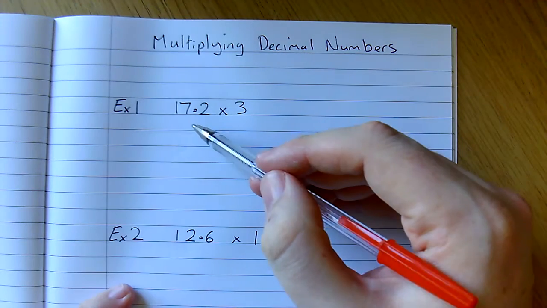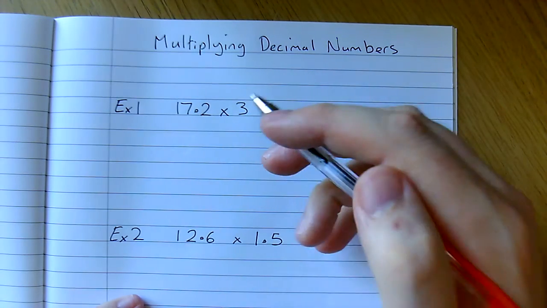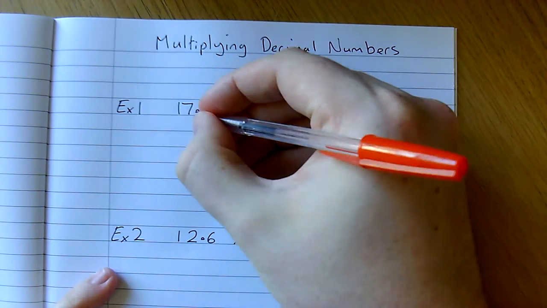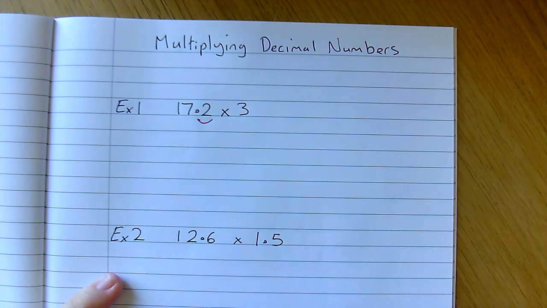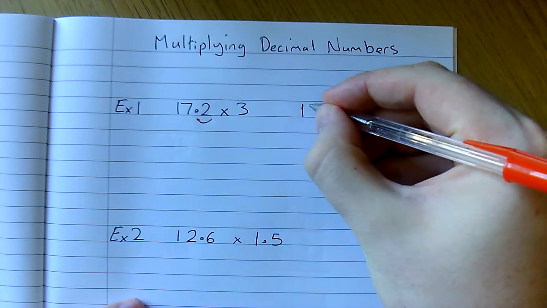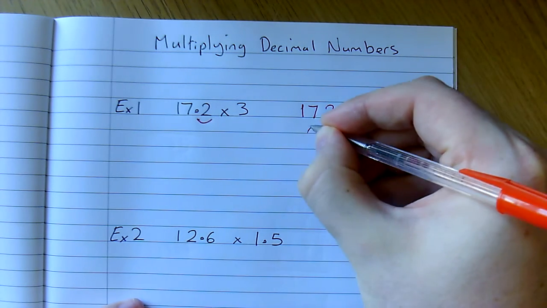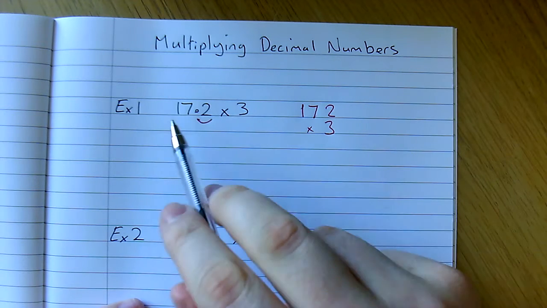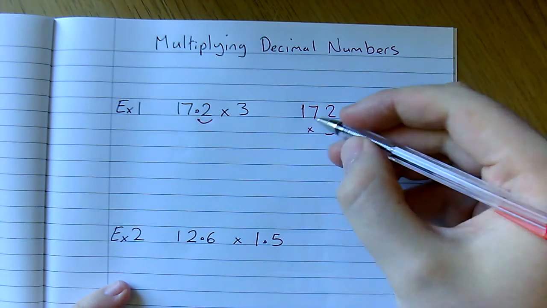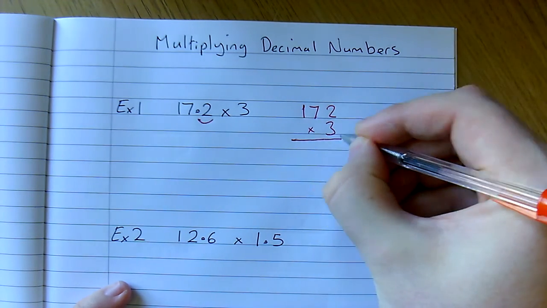So my first one is 17.2 times 3. Now what I'm going to do is get rid of that 0.2. I'm just going to put a mark underneath it just to remind myself that that 2 was a decimal. I'm just going to write this as 172 times 3. I'm literally just pretending that decimal point doesn't exist and turning it to 172. So now I'm just going to times them as always.